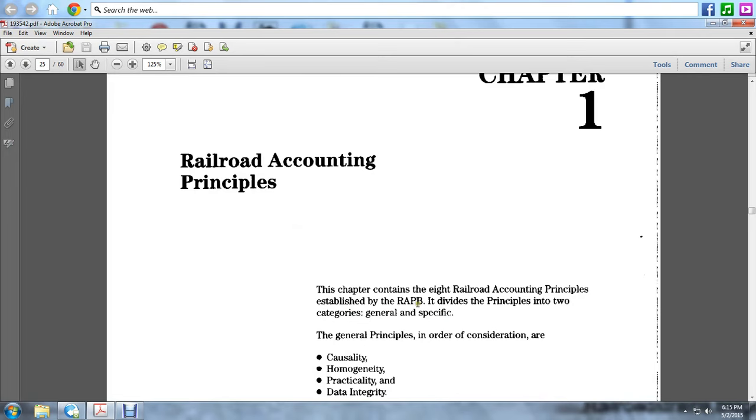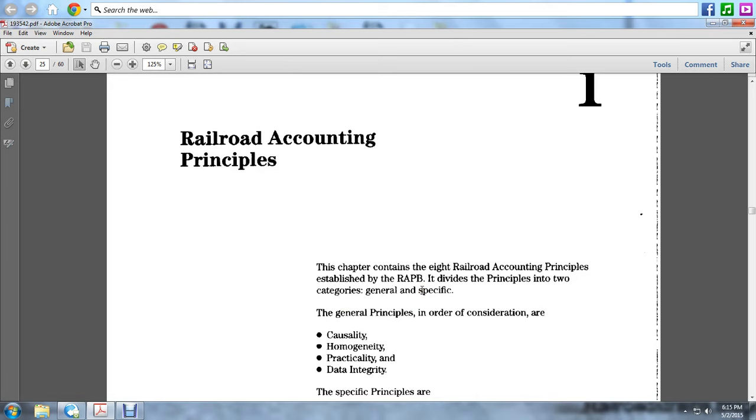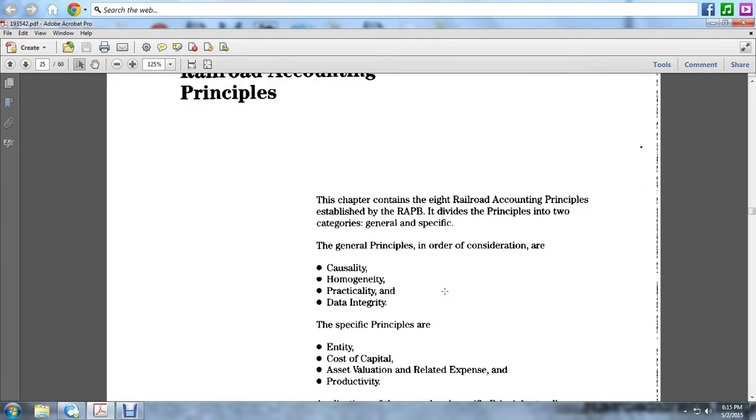The general principles, in order of consideration, are causality, homogeneity, practicality, and data integrity. The specific principles are entity, cost of capital, asset valuation, related expenses, and productivity.